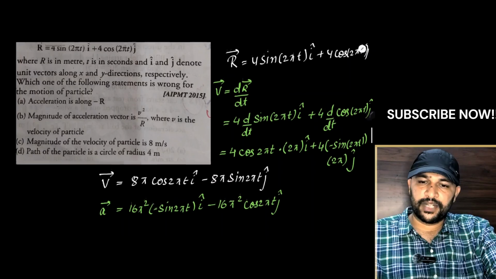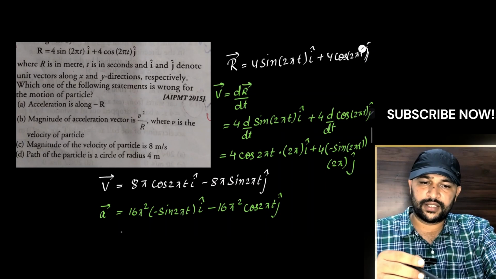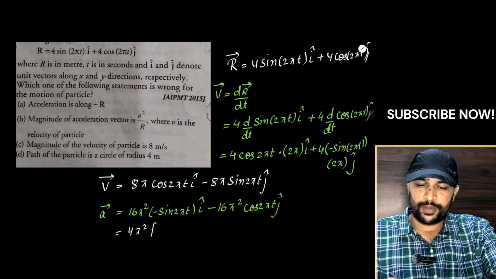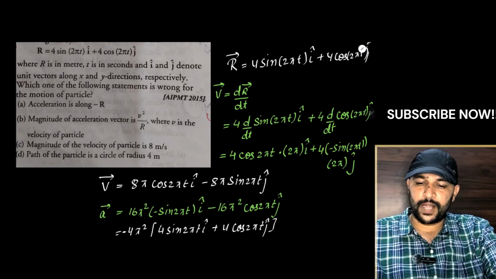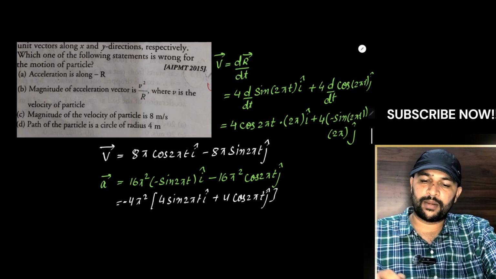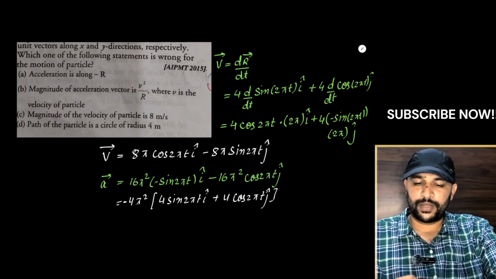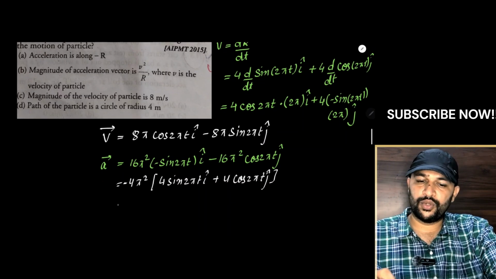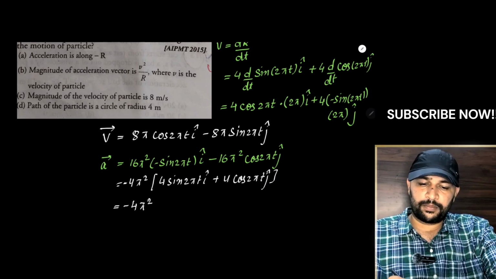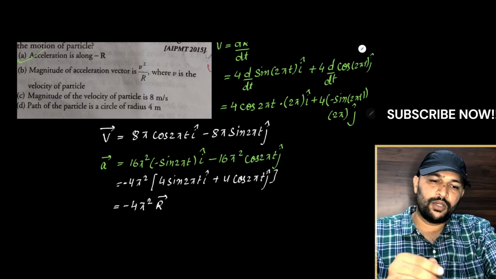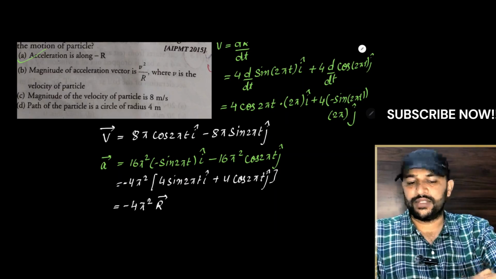Let us separate our r here. So, if I want to separate r, let us take 4 pi square common from both. I am left with, and minus also is common in both of them. So, this will be 4 sine 2 pi t i cap plus 4 cos 2 pi t j cap. In case you are confused, multiply this 4 pi square back, and you will get the earlier equation: minus 4 pi square into 4 is minus 16 pi square. And the thing written in the bracket is nothing but the r vector. So, our first option is absolutely correct. The acceleration is along the negative of r. You can see the negative sign, right.